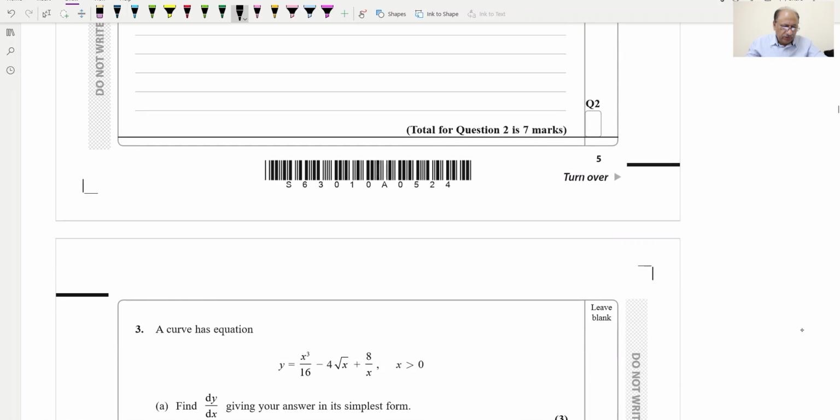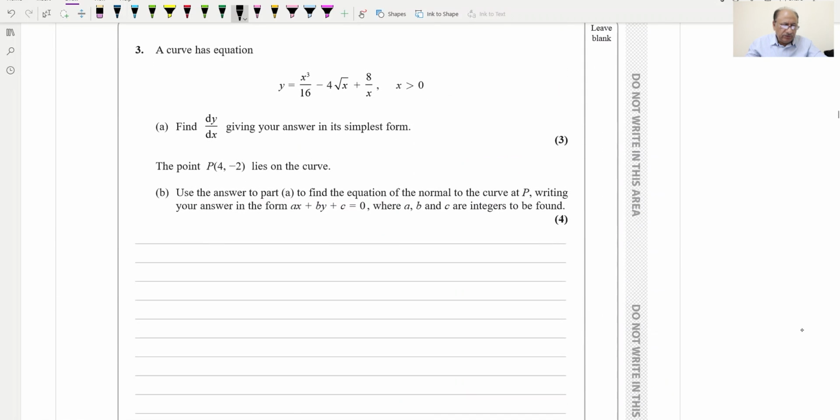Now we can move to the next question. Question number 3 says the curve equation. They have provided the curve equation. This is the curve equation. X is greater than 0, and part A: find the derivative with respect to x, and this is a 3-mark question.